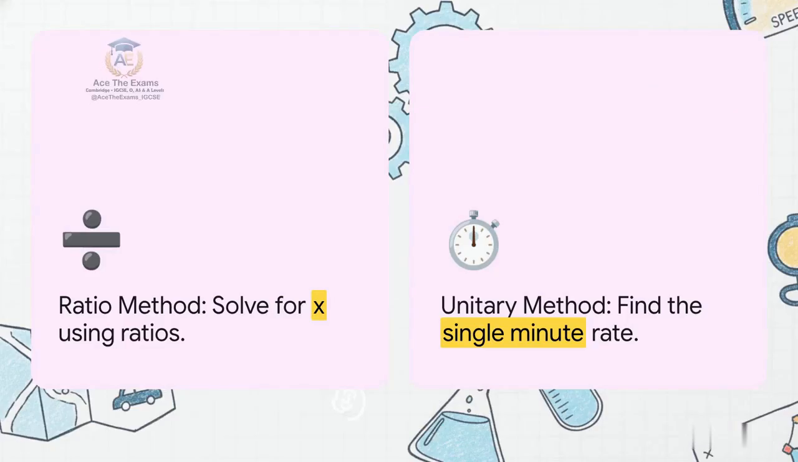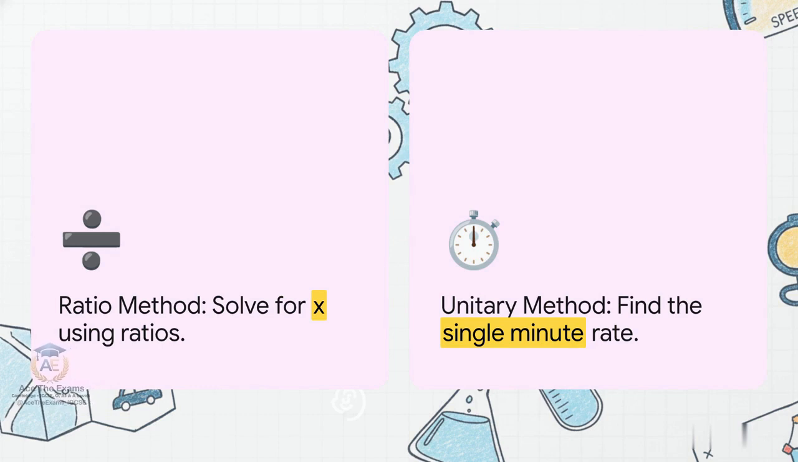Okay, once you've dodged the unit trap, how do we actually solve this? The beauty of math is that you have options. On the left side of your screen is the ratio method. This is where you set up an algebraic equation, basically saying x over 90 equals 500 over 15, and you cross-multiply. It's clean, it's fast.